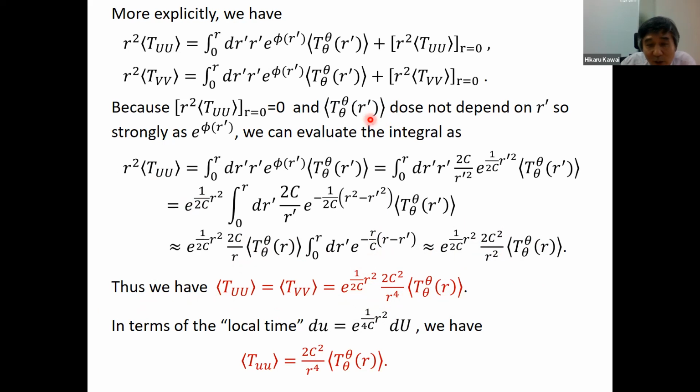So under this assumption, we can easily express T_UU and T_VV in terms of T theta theta. Or in terms of local time, dU is equal to the exponential of 1 over 4c r squared times du. So this part is canceled, and we have this equation: T_UU is equal to this one.